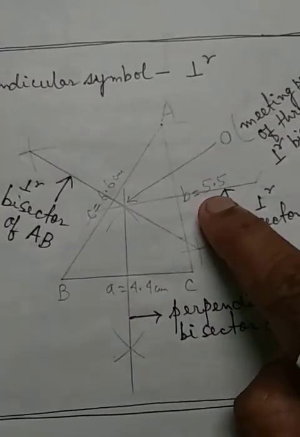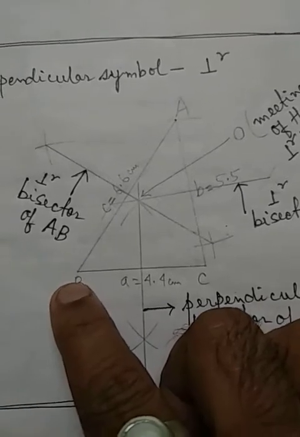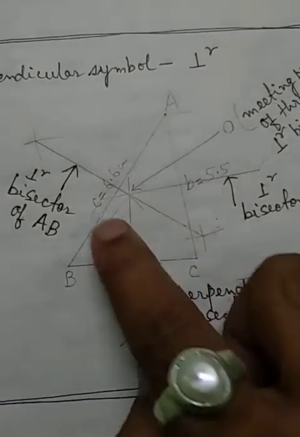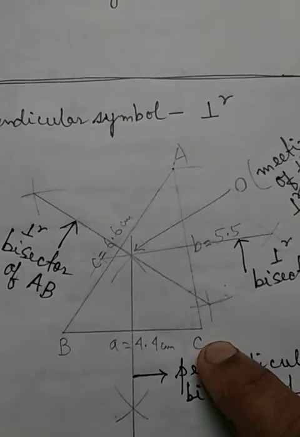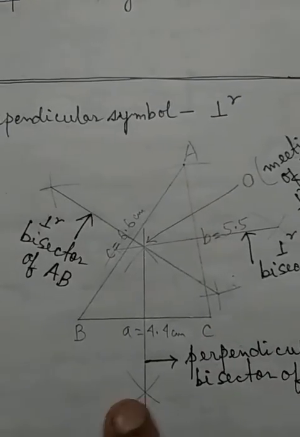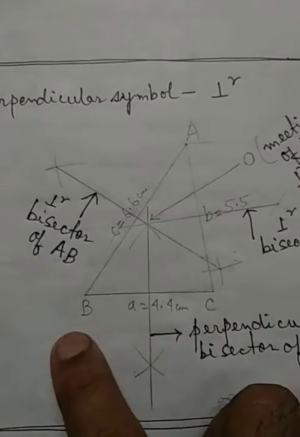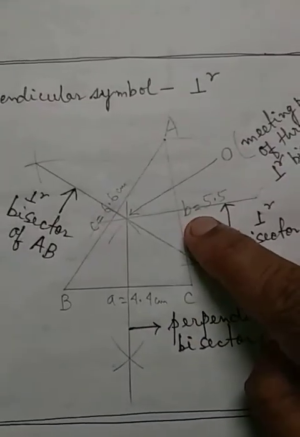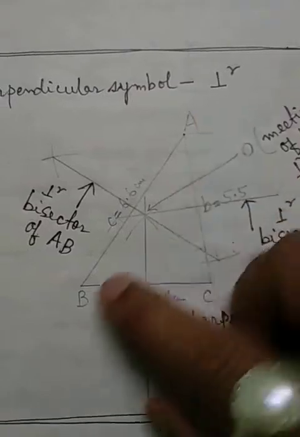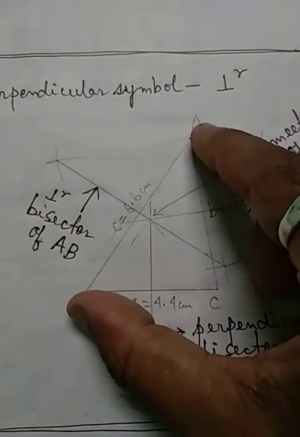Similarly, small b will be opposite to vertex B, and small c will be opposite to vertex C. In other words, small a will be the length of BC, small b will be the length of AC, and small c will be the length of AB.